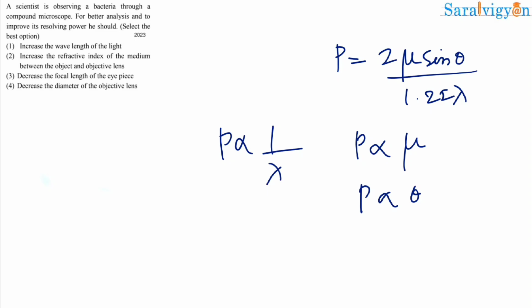We are given increased wavelength, which is not correct. Increase refractive index of medium between object and objective lens, that is correct. Decrease focal length, no, focal length is not applicable over here. Decrease diameter of objective lens, which is also not applicable over here. So our only correct option, best option, is increase the refractive index of medium between object and objective lens.